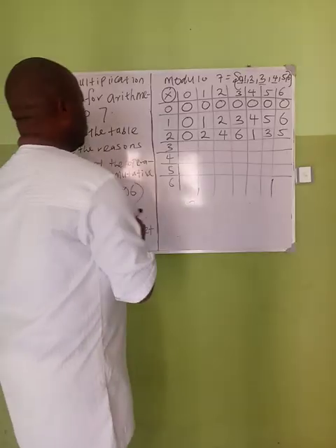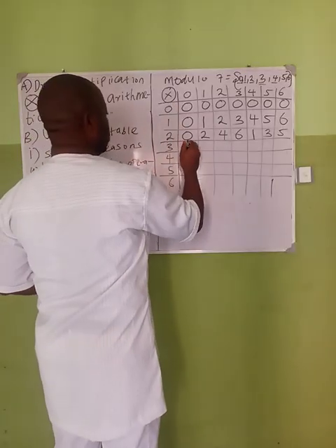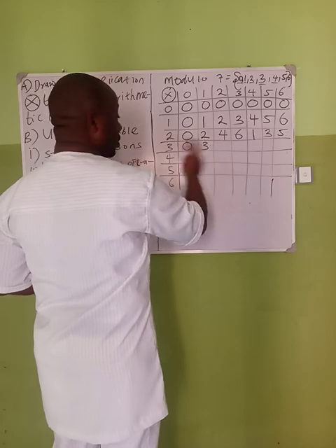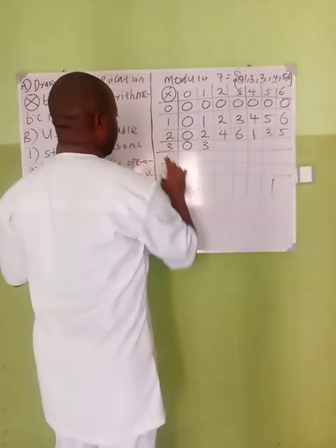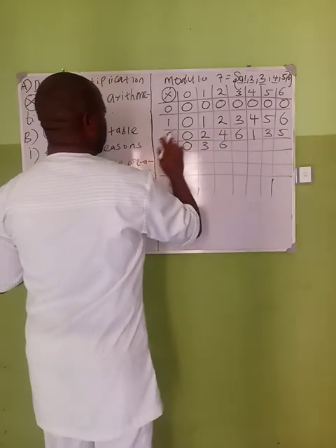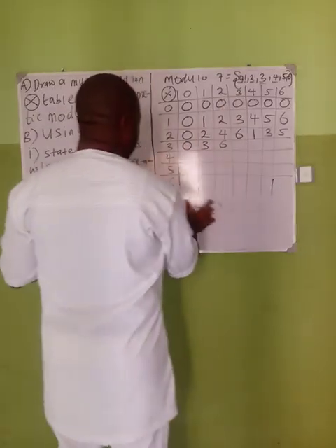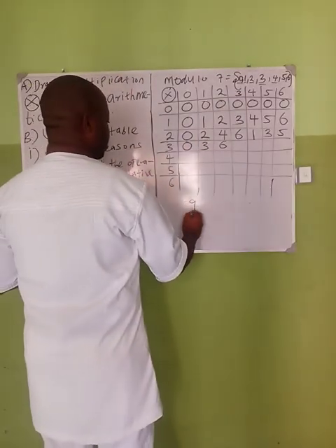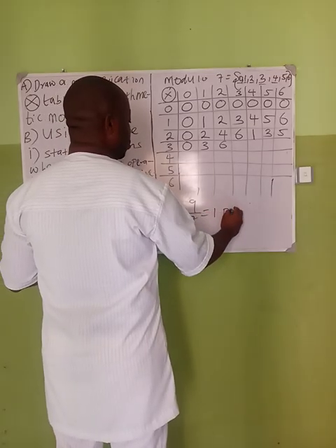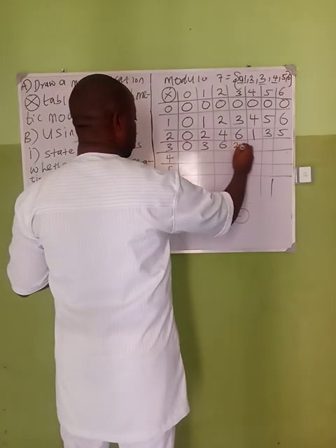Let's go to 3. So 3 times 0, 0. 3 times 1, 3. Of course, these are less than 7. That's why I'm writing them. 3 times 2, 6. Still less than 7, so I'll write it. 3 times 3, 9. So I can write 9. I'll divide by 7. So it gives me 1 remainder 2. So I'll write this remainder 2.